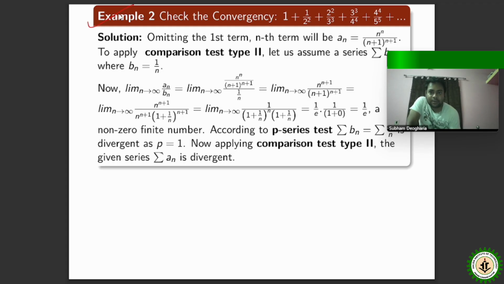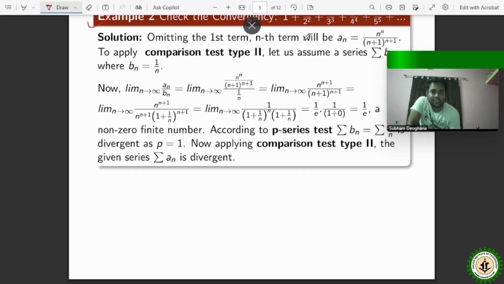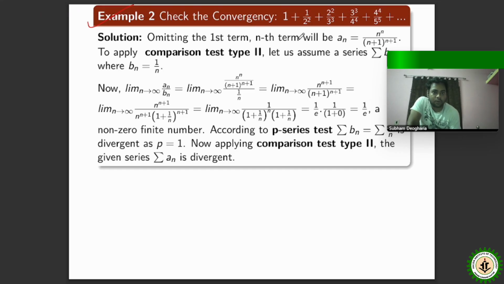So this is the example. Check the convergence of 1 plus 1 by 2 square plus 2 square by 3 cube plus 3 to the power 3 by 4 to the power 4 plus 4 to the power 4 by 5 to the power 5. Here the nth term of this series is n to the power n by (n plus 1) to the power (n plus 1). Now to apply the comparison test, we take an infinite series summation bn, which is summation 1 by n. So bn is 1 by n.